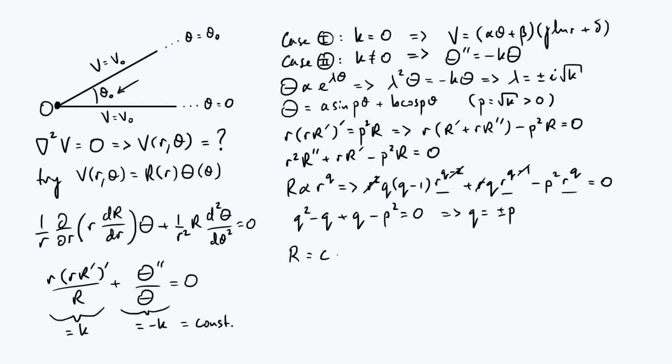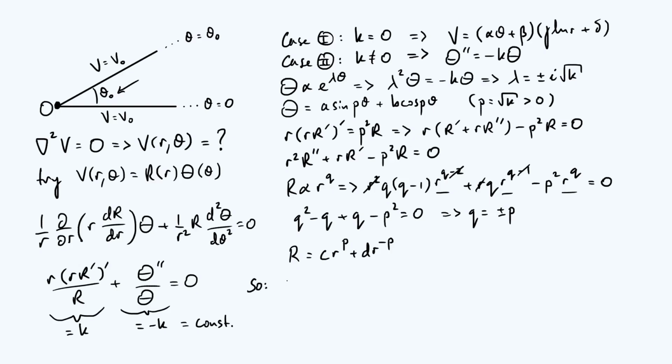Some coefficient, which I'm going to call c because we used a and b for the coefficients of sine and cosine in the theta part, c times r to the power of p plus some other coefficient d times r to the power of minus p. So now we've considered all possible cases, both where k is 0 and where k is non-zero, and we're in a position where we can construct a general solution for v.